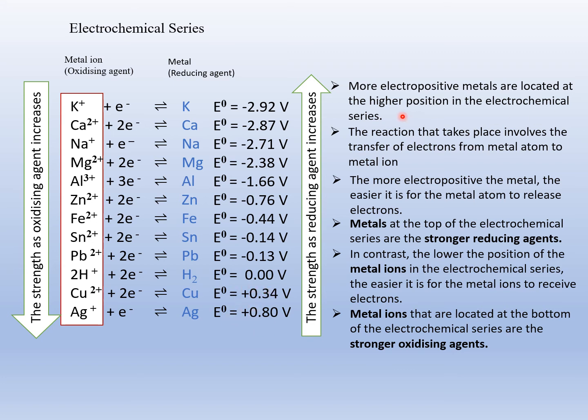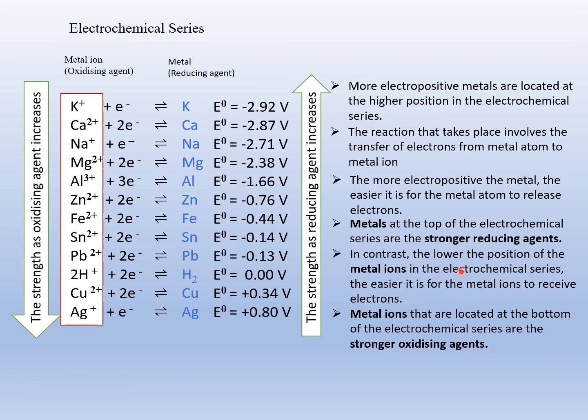So kita baca sikit kat sini. Dalam handout awak pun ada, more electropositive metals are located at the higher position in the electrochemical series. The reaction that takes place involves the transfer of electron from metal atoms to metal ion. The more electropositive the metals, the easier it is for the metal to release electron. Yang atas lah ya. Metal at the top of electrochemical series are stronger reducing agent.